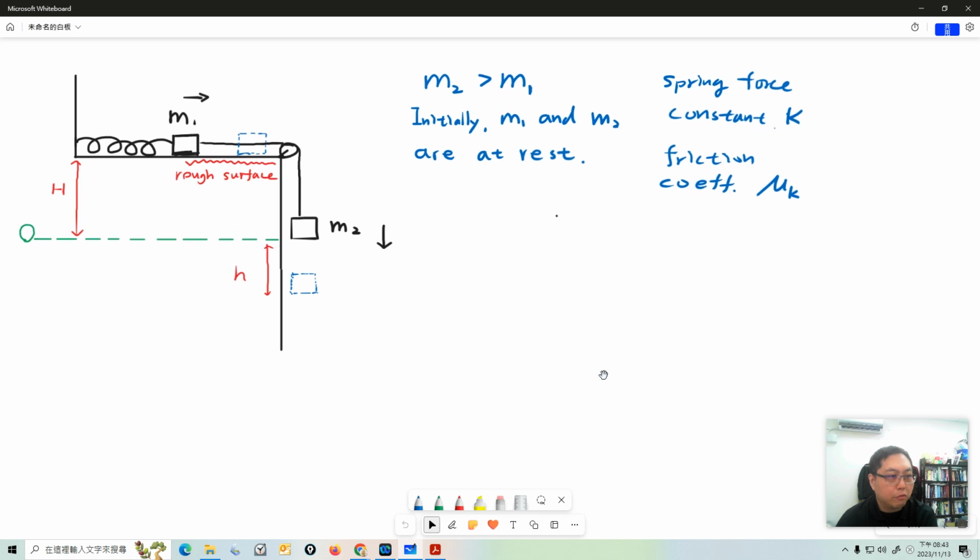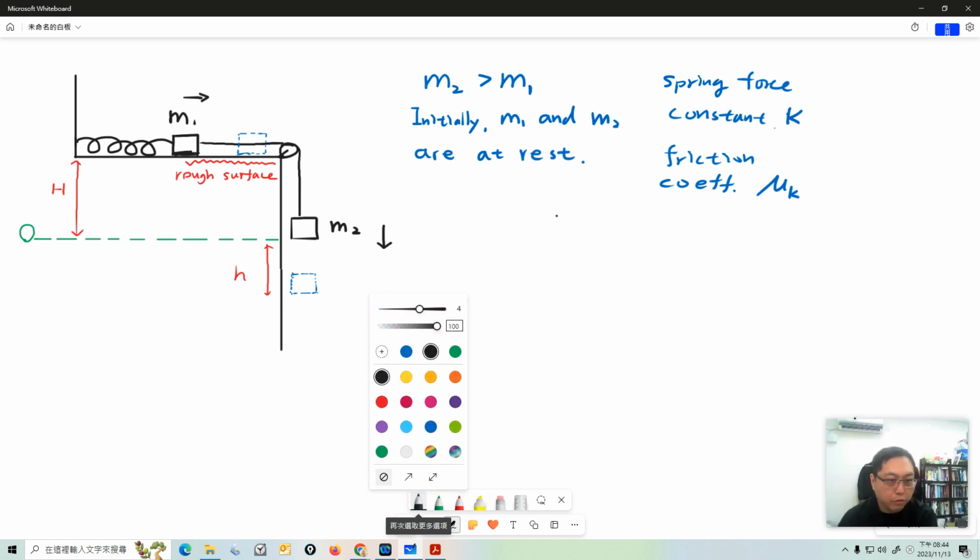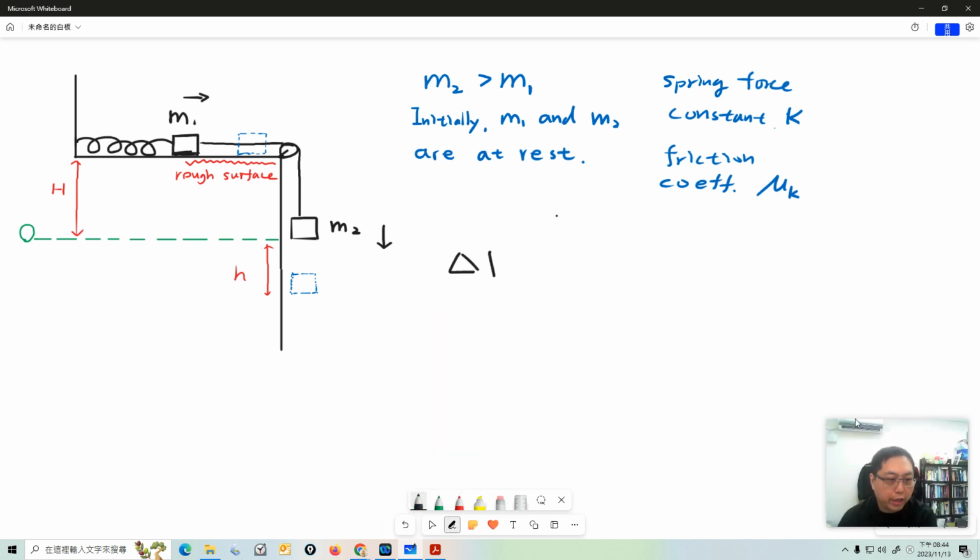This is the schematic for this problem. Initially the mass of M2 is greater than M1, so they all start from rest, and after releasing, M2 goes down and M1 pulls to the right. For this problem we use energy conservation. Let's write down the energy conservation formula: delta K plus delta U equals Q, the heat, plus the work done by the external force.